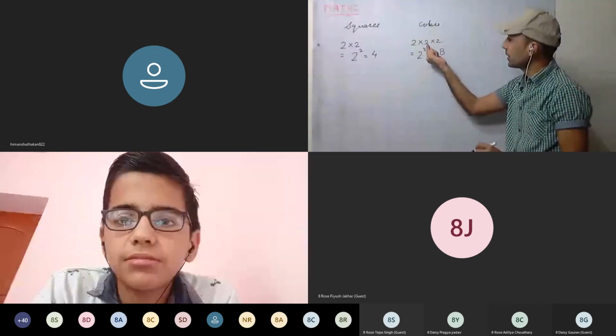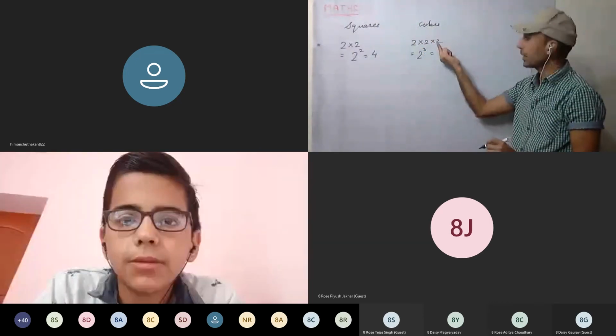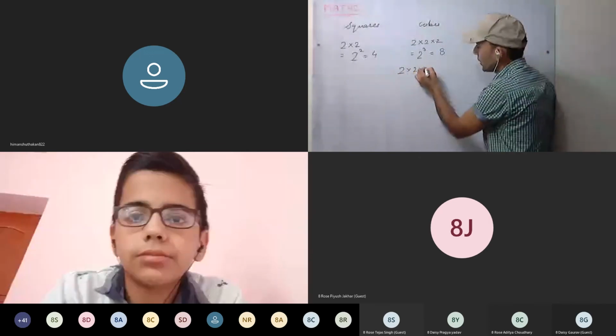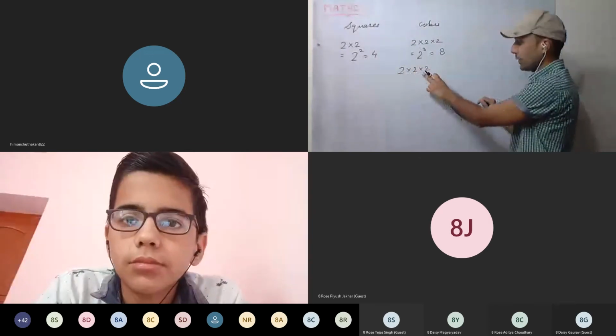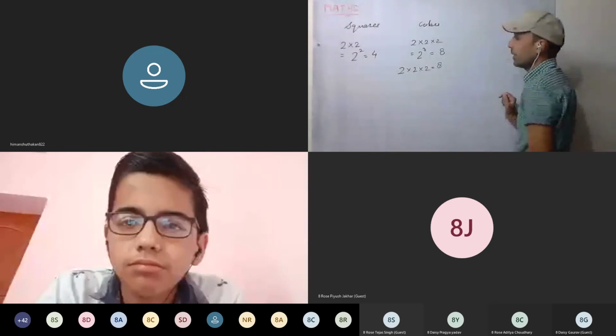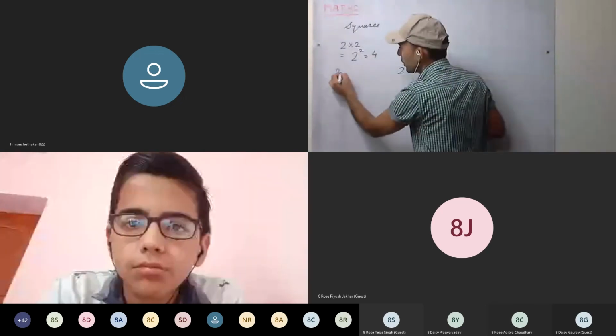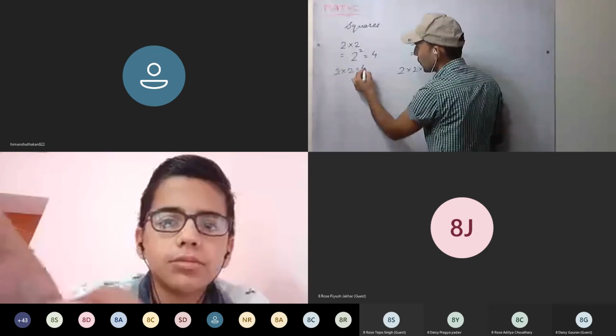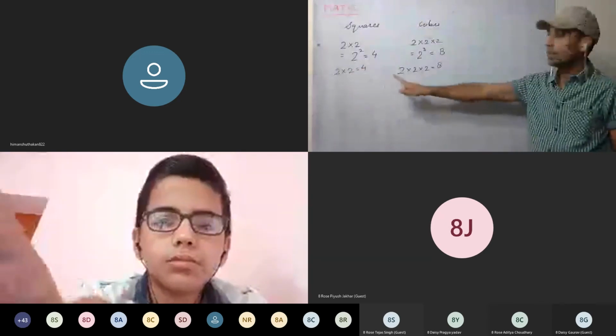So in squares, the number appeared twice. In cubes, it will be appearing 3 times. So 2 cube means 2 into 2 into 2. 3 times the 2 appears, and it is 8. And in square, 2 times the number appears, 2 into 2, 4. This is clear?